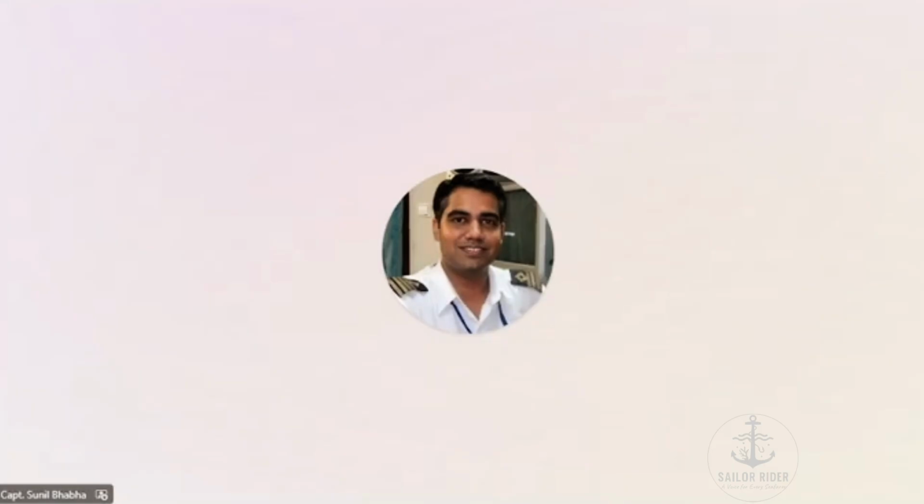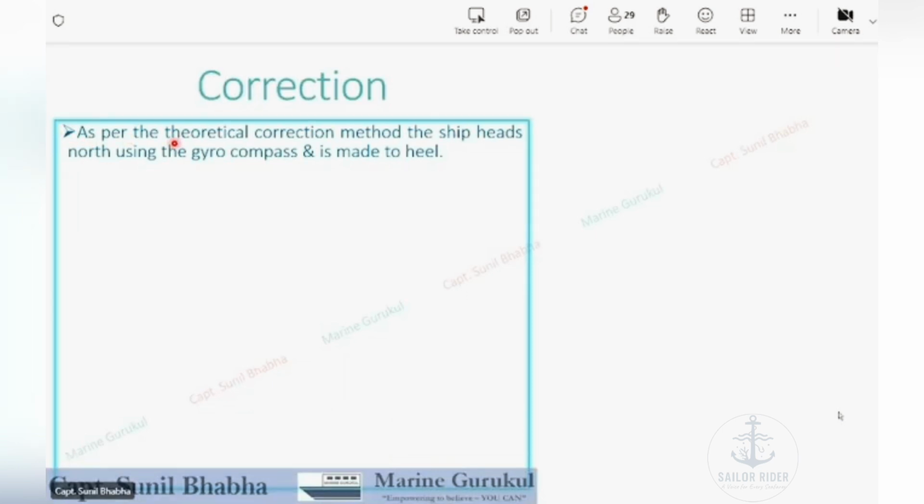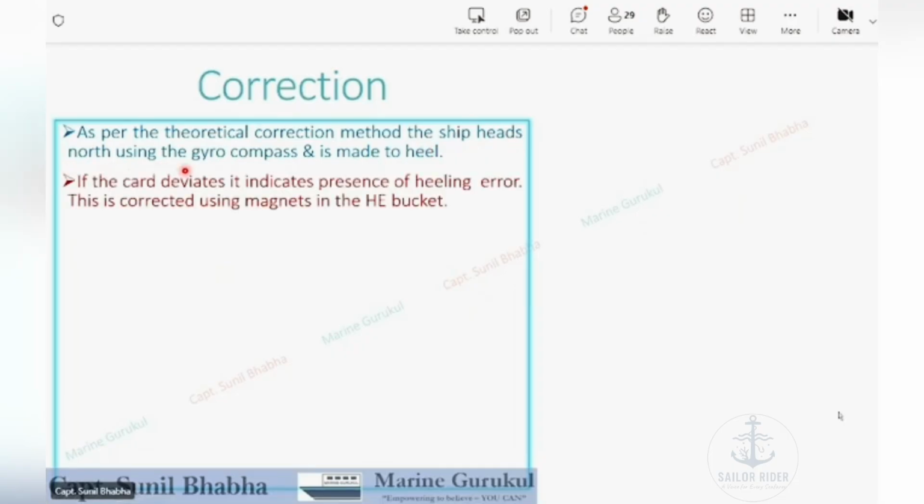Okay, let's go back to the presentation. Now going further into the correction of heeling error. As per the theoretical correction method, the ship is made to heel when it is heading north. And when the ship is made to heel, the heeling error is generated. The card deviates, indicating the presence of the heeling error. And whatever is the heeling error, this can then be corrected using the magnets in the heeling error bucket.